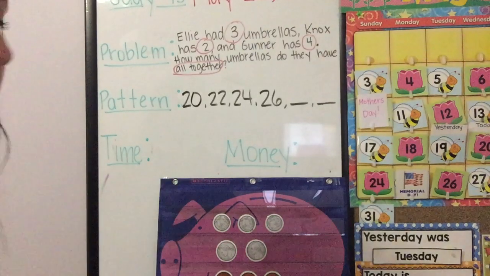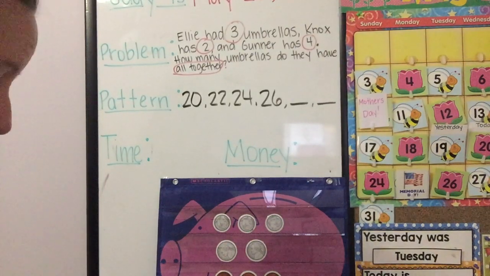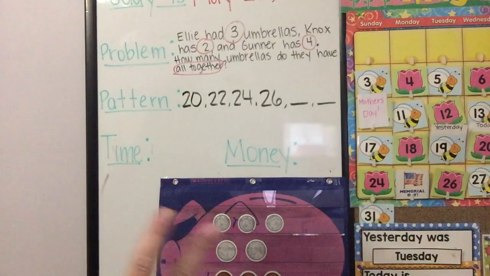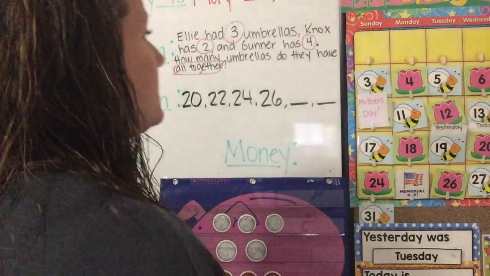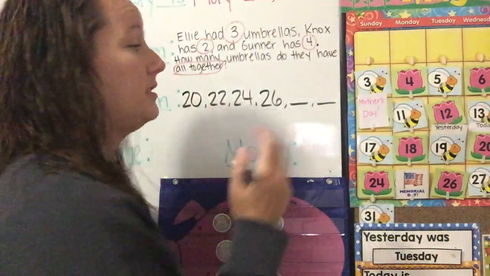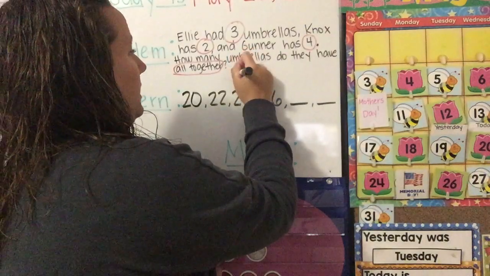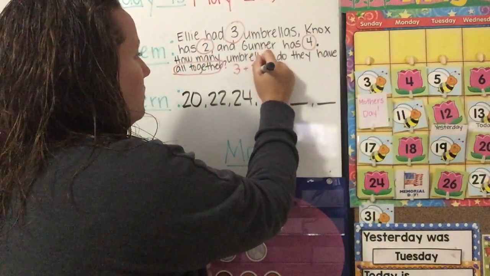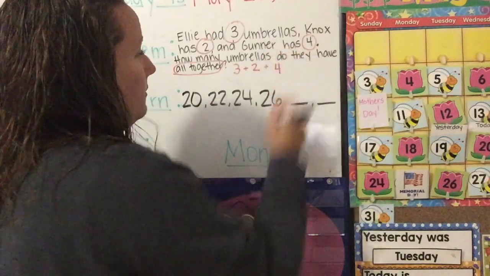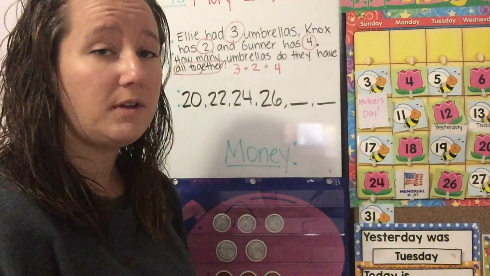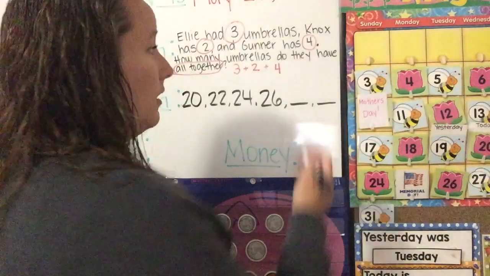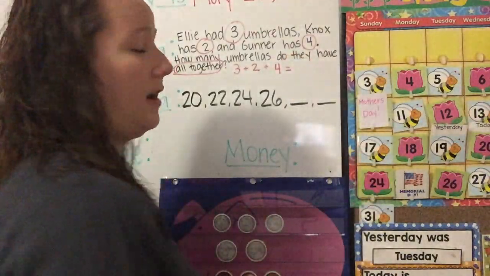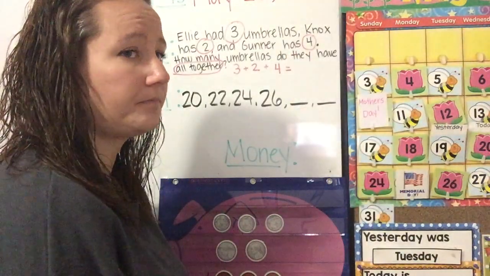So this number sentence is a little bit different than ones we've done before because normally we just add 2 numbers together. So this time we're going to be adding 3 numbers together. So we have 3 for Ellie, Knox had 2, and Gunnar had 4. So we're adding all 3 of those numbers together. And we're trying to figure out how much that is all together.